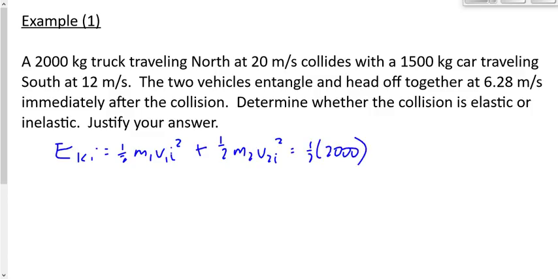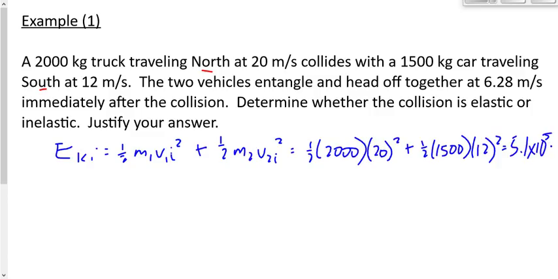By the way, notice I didn't circle anything in red here. Why did I not bother circling the north and south in red? Kinetic energy is a scalar. In the context of kinetic energy, elastic, inelastic, I don't care whether it's north or south. 1/2 of 2,000 times 20 squared plus 1/2 of 1,500 times 12 squared gives me 5.1 times 10 to the 5 joules. To 2 digits, 5.1 times 10 to the 5 joules. There's my initial kinetic energy.